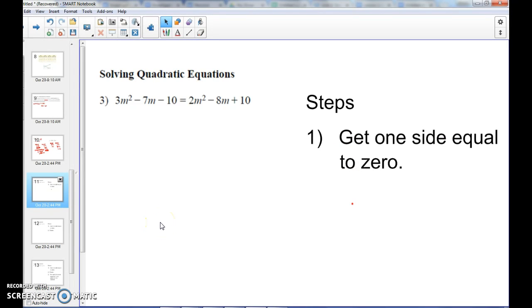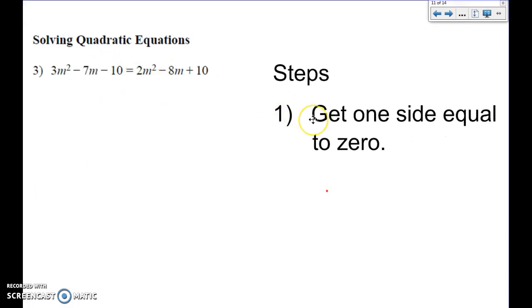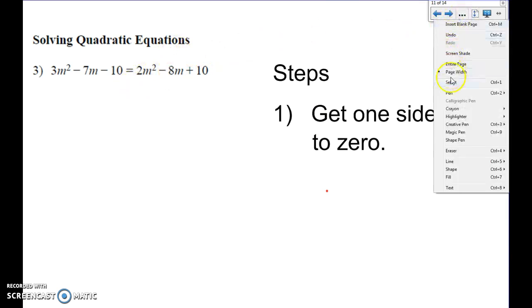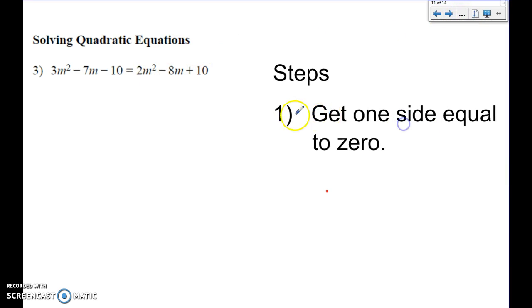So let's look at this one right here. I want to figure out what I can do to make this 0. When I solve these, the first thing I want to do is get one side equal to 0. Let's look at this problem right here. I have a 3m squared, and I have a 2m squared. Which one's bigger? That one's bigger. So I'm going to try to get the 2m squared on this side. I'm going to subtract 2m squared from both sides.